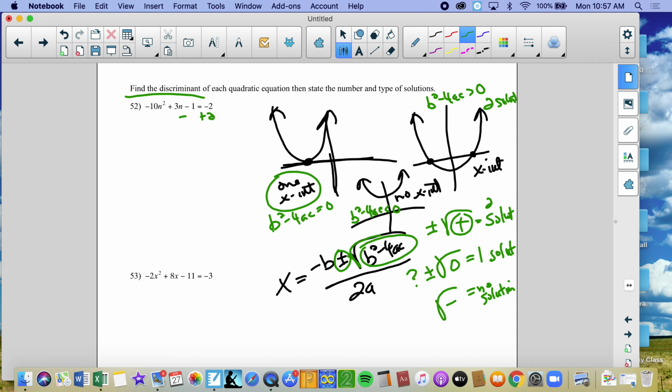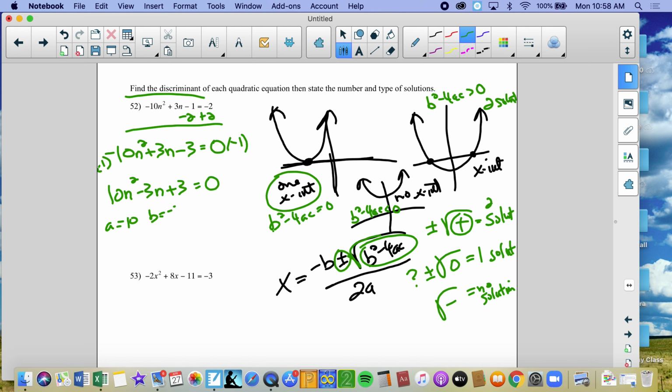So first thing we have to do is set it equal to 0. And I'm not 100% certain on this, but I'm almost certain that a has to be positive. So let's multiply everything by -1. That gives me 10n squared minus 3n plus 3 equals 0. I like that better. I'm pretty sure that that's correct. So my a is 10, my b is -3, my c is positive 3.